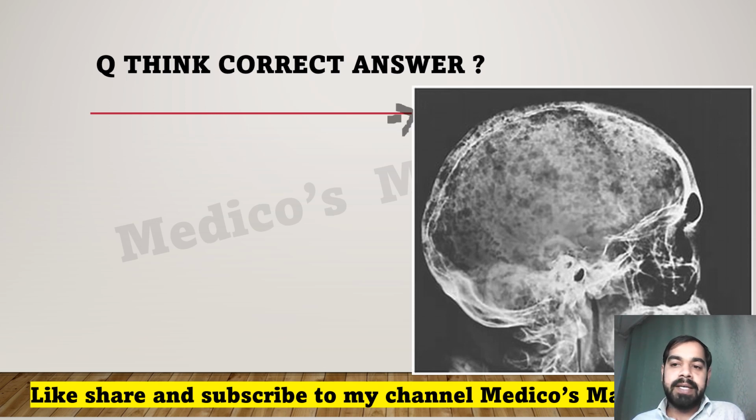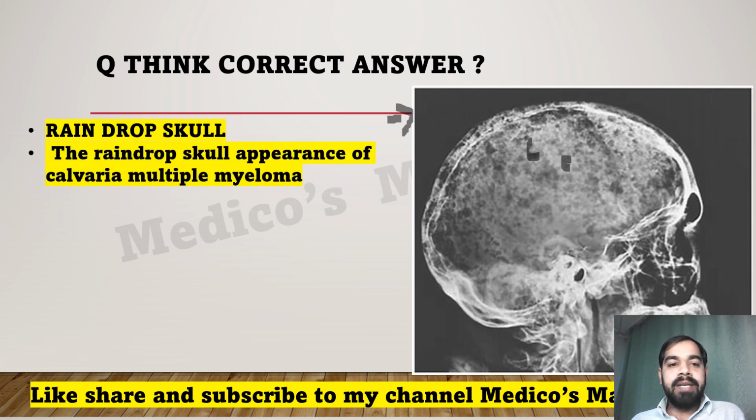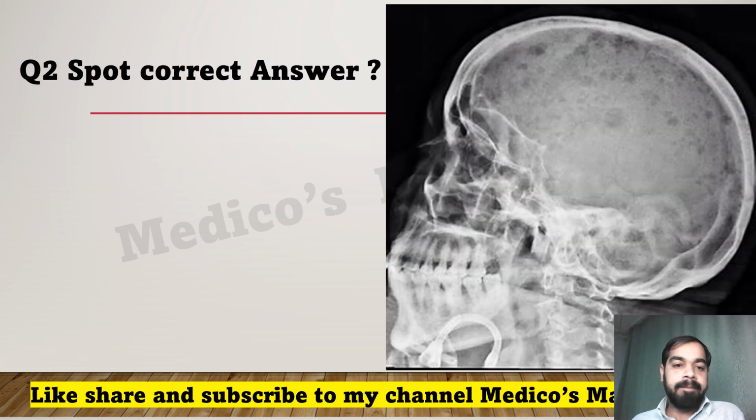my dear friends. Here in this image you can see this is raindrop skull, and raindrop skull is signifying many drop-like structures, and the structure is of multiple myeloma. Raindrop skull appearance can be seen with patients suffering from multiple myeloma. And here the same image also, here you have to choose the correct answer regarding this image, and the correct answer for this image will be pepper pot skull.